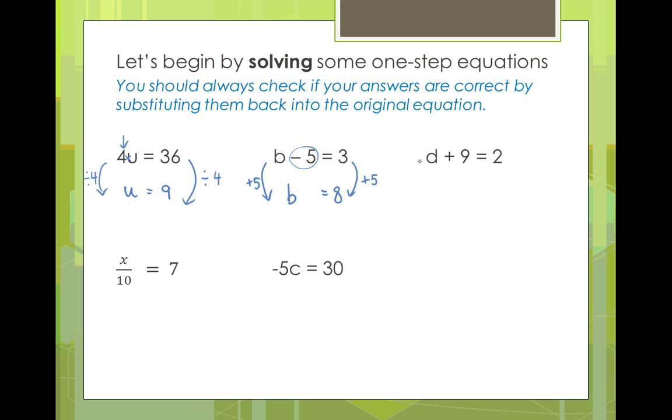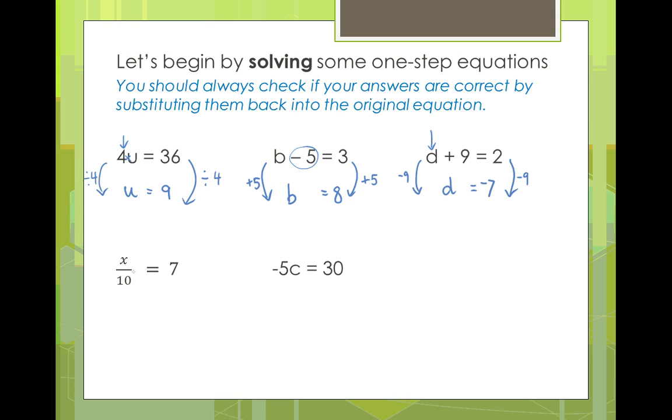The third example, again using equivalent equations. Have a think about what we might do to undo our plus 9 here. I'm going to take away 9. And over on the left hand side, I'm going to have d plus 9 take away 9, which is just d. And on the right hand side, 2 take away 9, which is negative 7. And when I put that negative 7 back in here, negative 7 plus 9 equals 2. So again, I know my answer is correct.